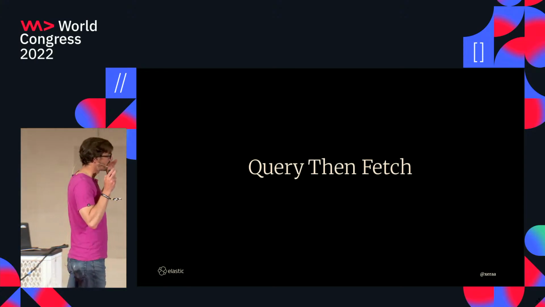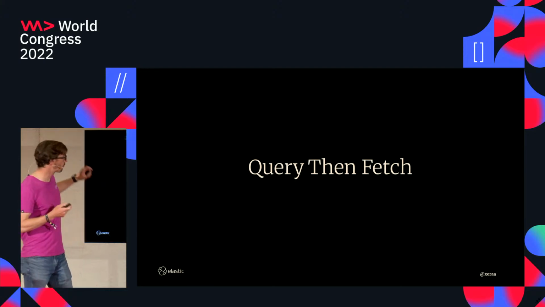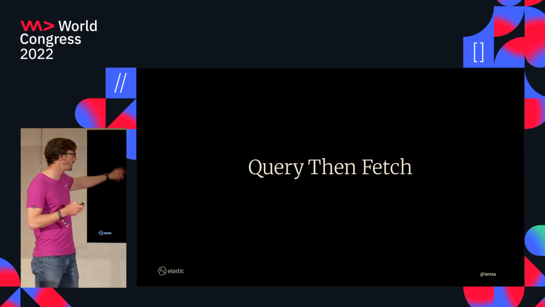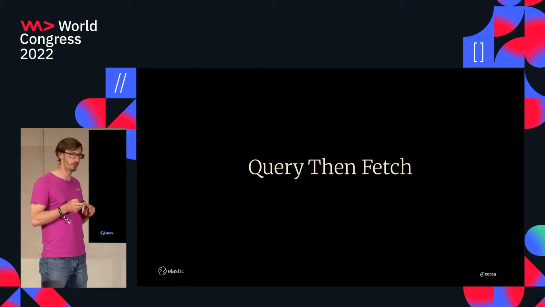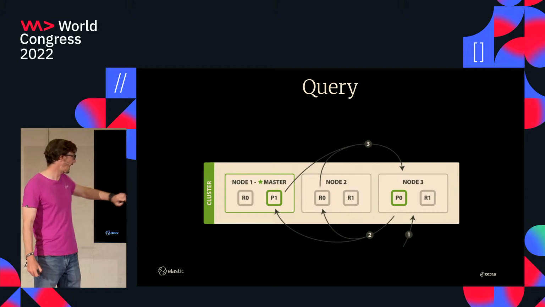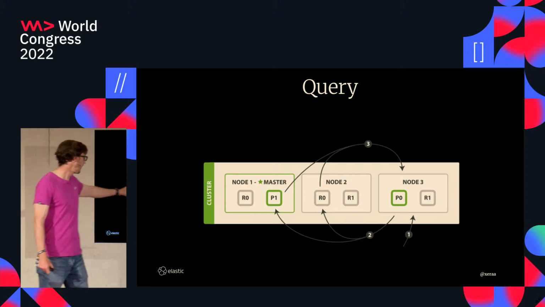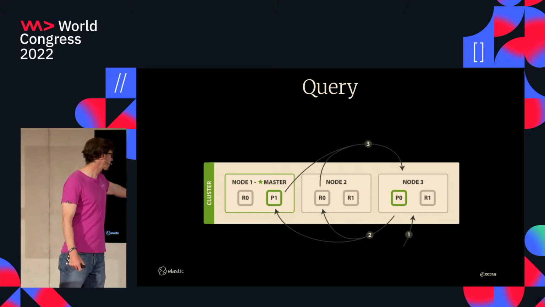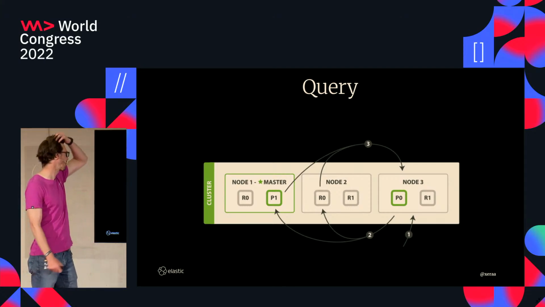One thing you need to know for Elasticsearch is how we actually query data. We call it query then fetch. It's a two-step approach to actually get any data out of Elasticsearch. So we have a cluster with three nodes, and to keep it simple, I only have a handful of shards. I have shard 1 and shard 0, and I have replicated them for high availability, but that doesn't really matter so much here.